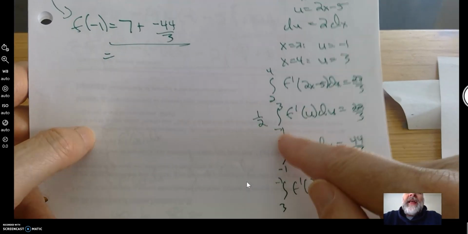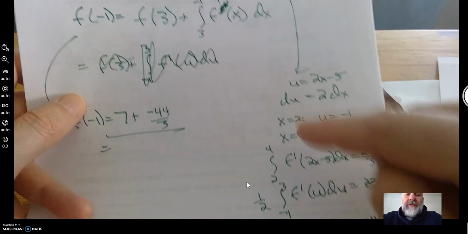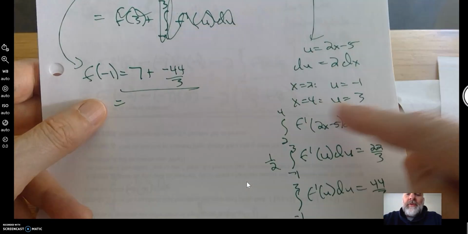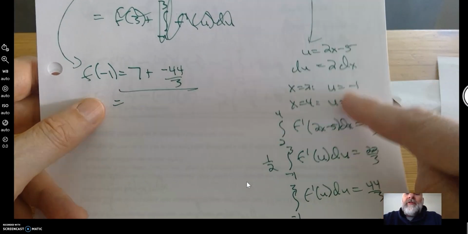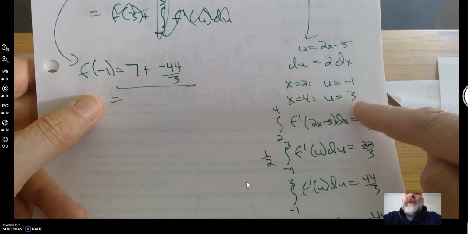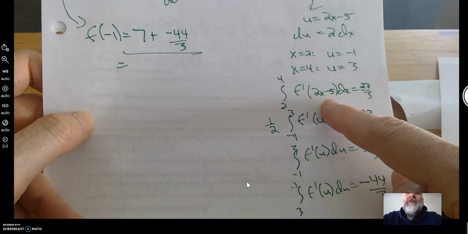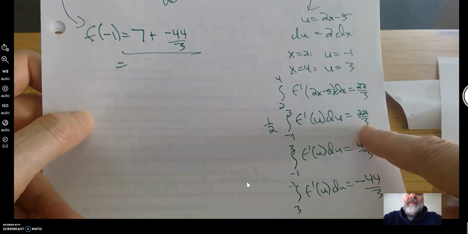Now I've got my bounds issue, and so I said, well, what about when x is equal to 2? Because that's what I'm starting with, x equal to 2. When you substitute x equals 2 into this, you find out u is -1. And when x is 4, then u is equal to 3. And so this is taking this one and transforming it with the u substitution, it becomes this.